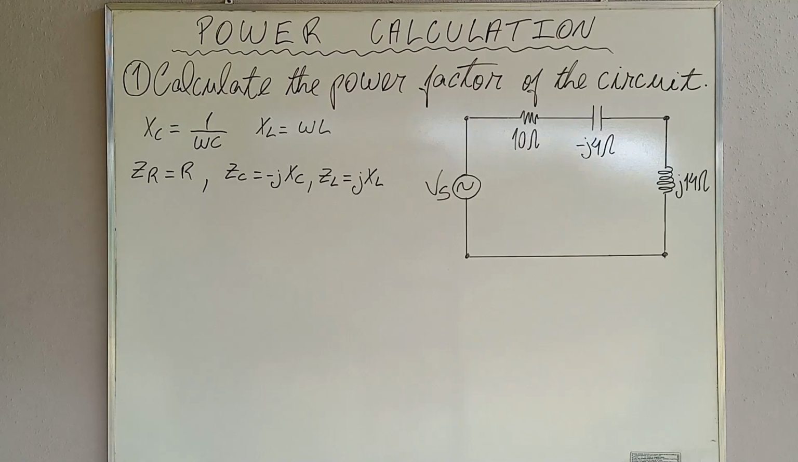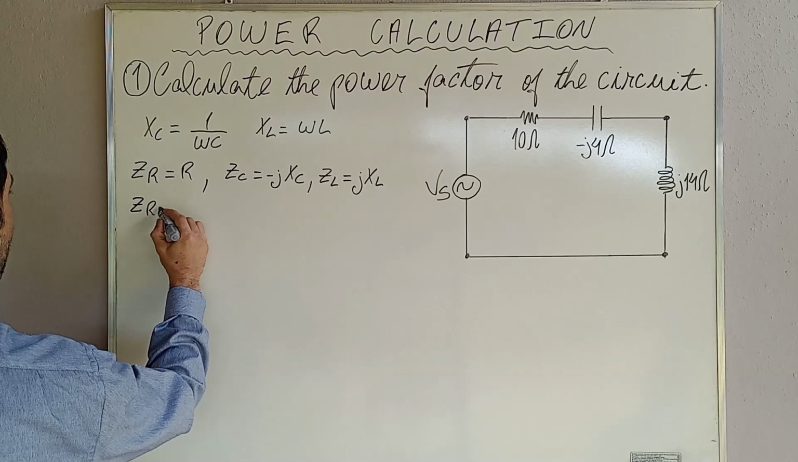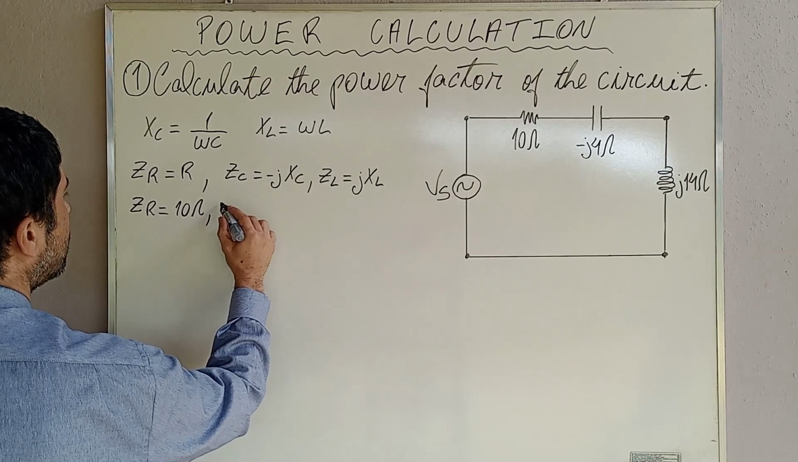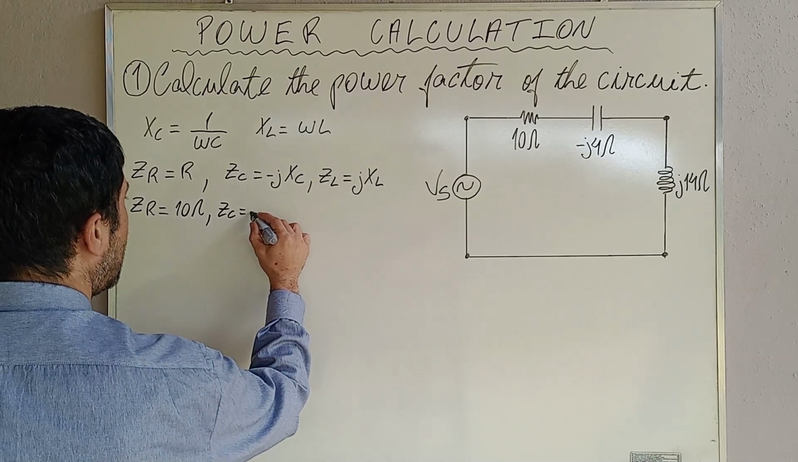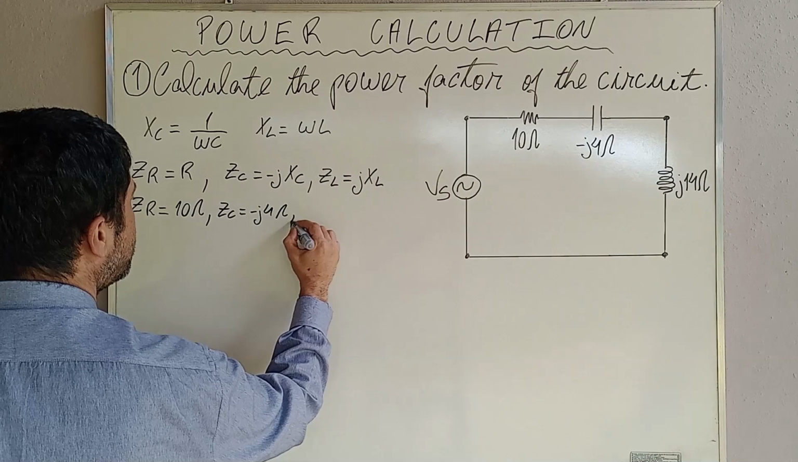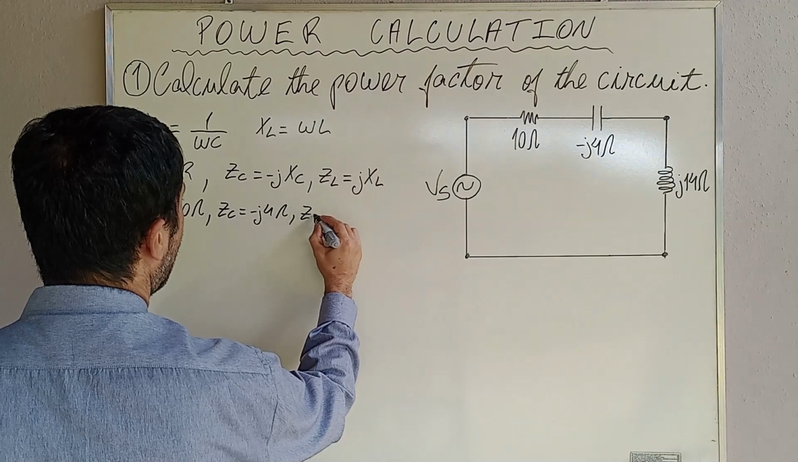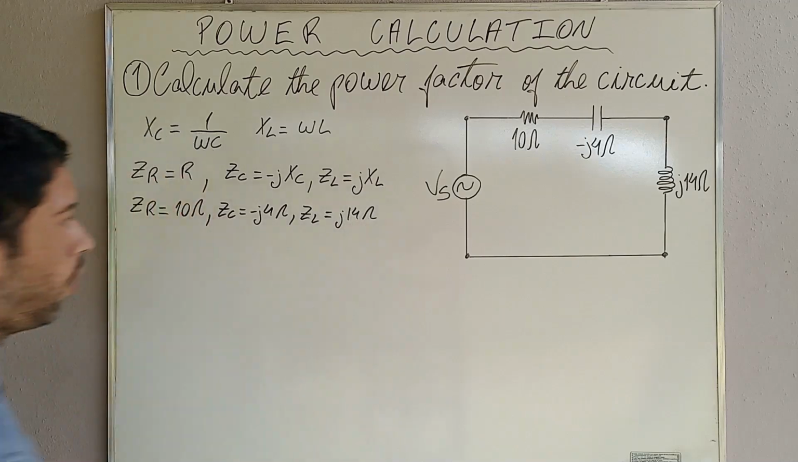The problem provided the impedances directly at a specific frequency. In this way, we know that ZR is equal to 10 ohms, ZC is equal to negative J4 ohms, and the inductive impedance ZL is equal to J14 ohms.